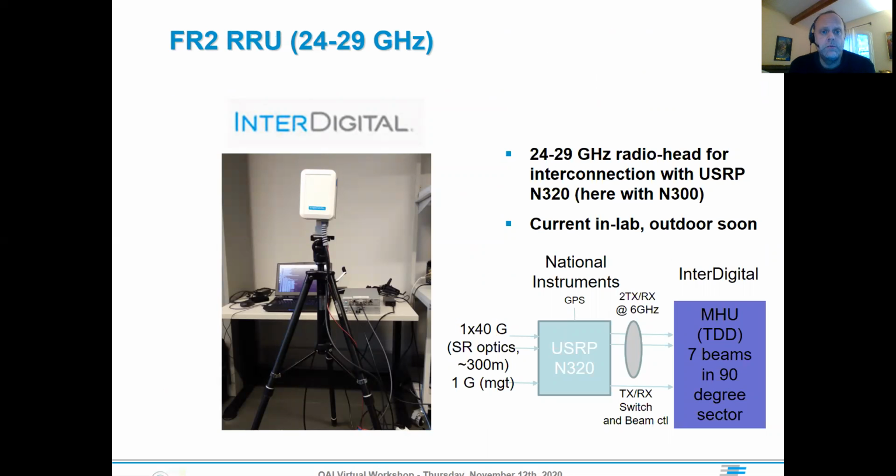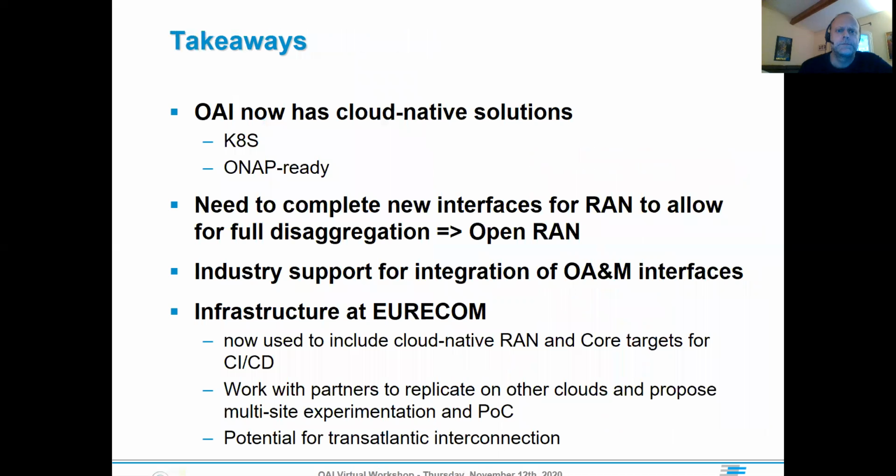In frequency range 2, we have these radio units that are developed by our partner InterDigital. These operate from 24 to 29 gigahertz and can be interconnected with a USRP. In this picture, it's with an N300 USRP, but ultimately these will be driven by N320s for larger bandwidth. So this is, let's call it an experimental radio unit, but that will allow OpenAirInterface to work in millimeter wave frequencies.